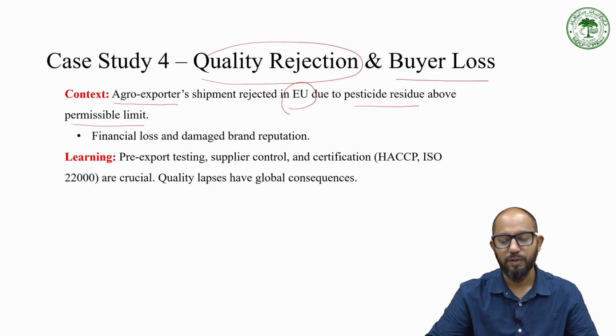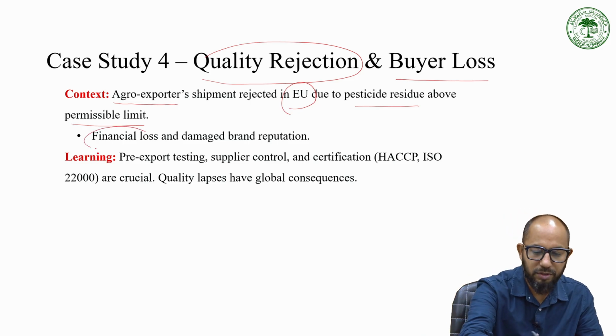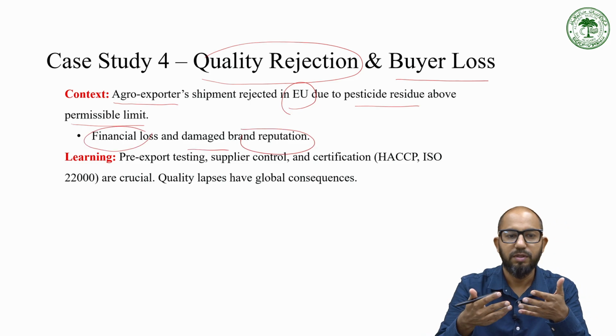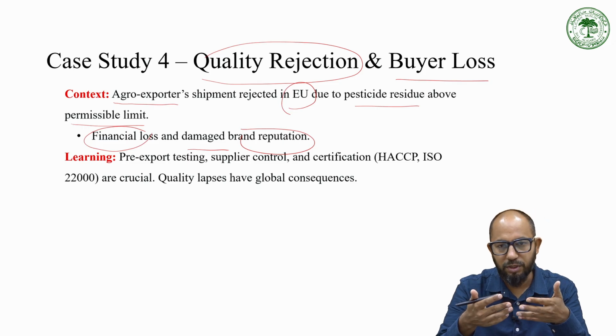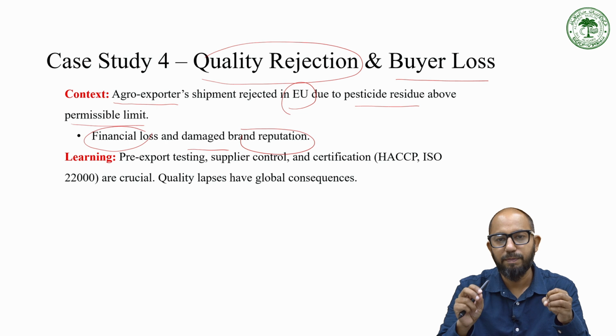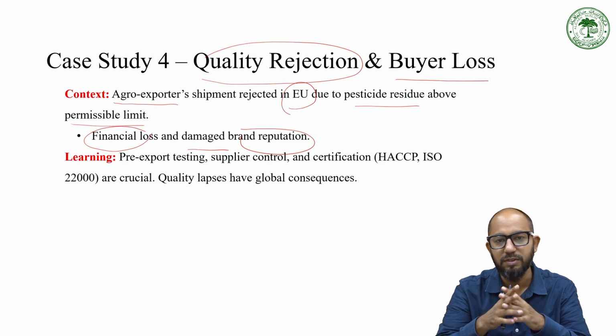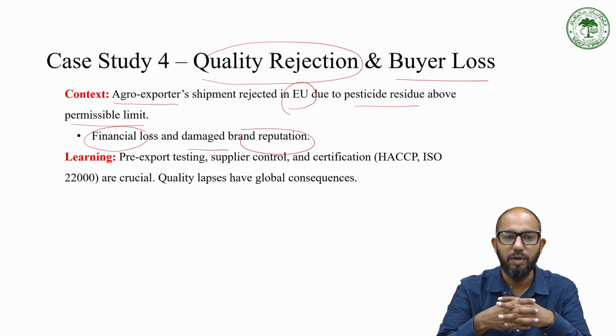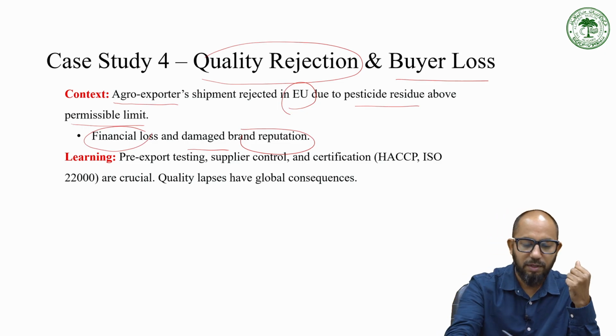What will happen because of this? There will be financial loss as well as damage to the brand reputation. Now, every time this agricultural exporter sends goods to the European Union, there will be extra inspection and suspicion about the goods related to the use of pesticide. So these two major problems and disadvantages have popped in because of one thing, that is the pesticide residue has not been properly checked.